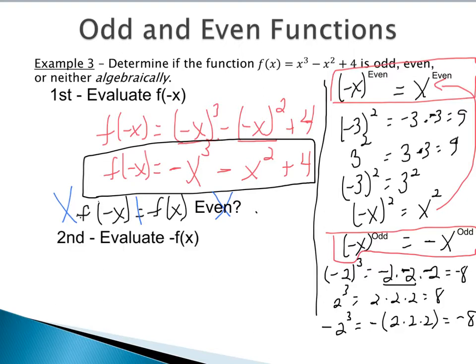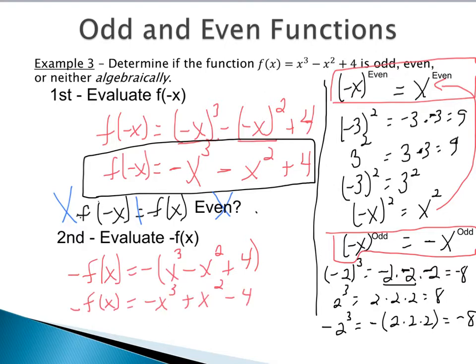So then second, we would need to evaluate negative f of x, which really means negative the quantity of f of x. So when we distribute the negative into the original f of x function, we're left with negative x to the third plus x squared plus 4. To show if the function is odd, we would need to show that f of negative x that we found in the first part would equal negative f of x.